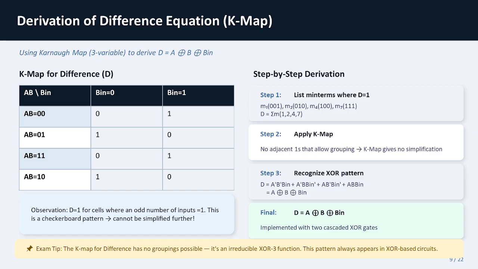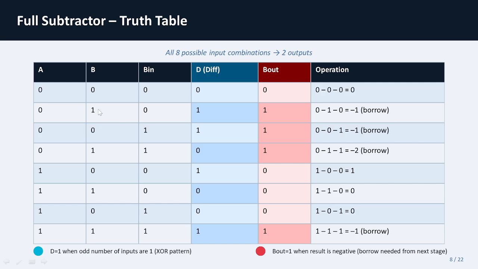So these are the differences we got, right? Just look here, your AB is 0 0 and B in is 0. Now you got B out as 0, right?